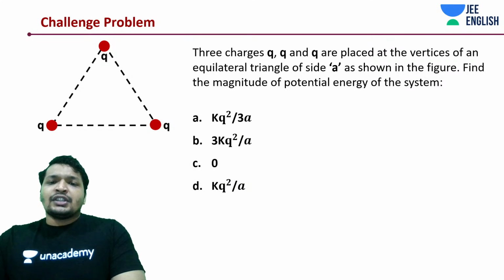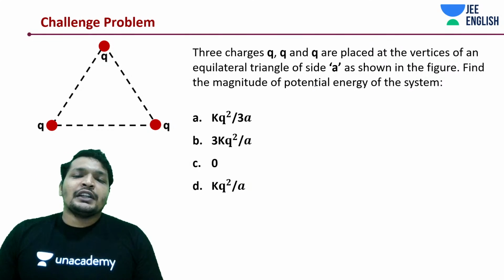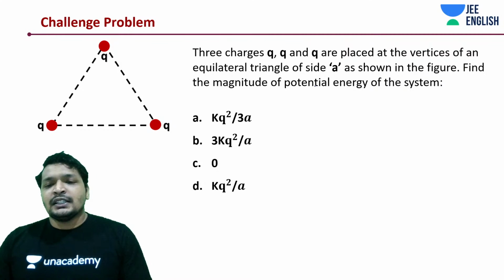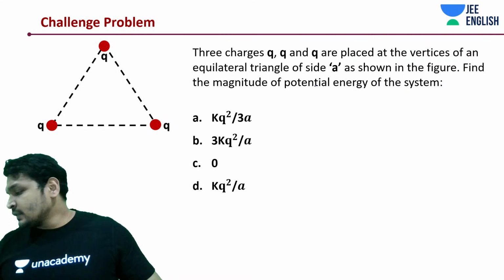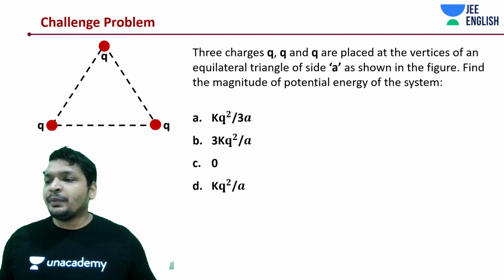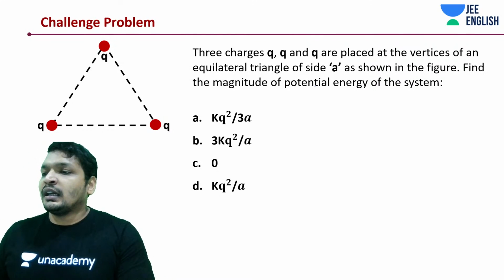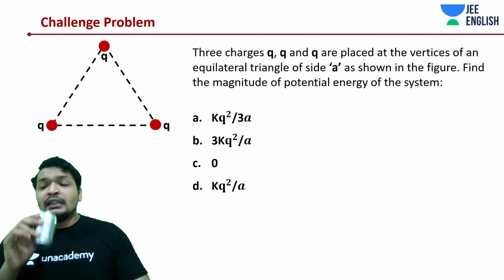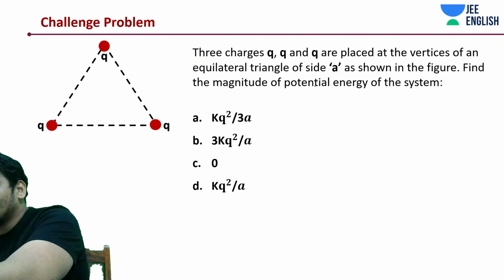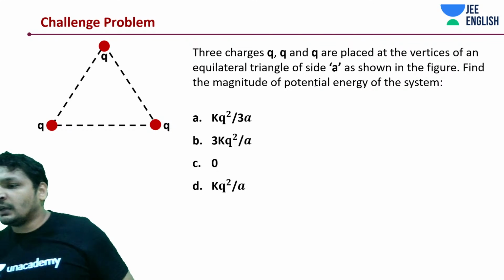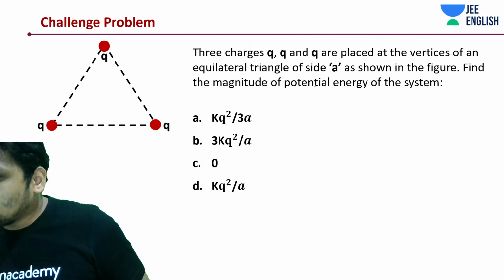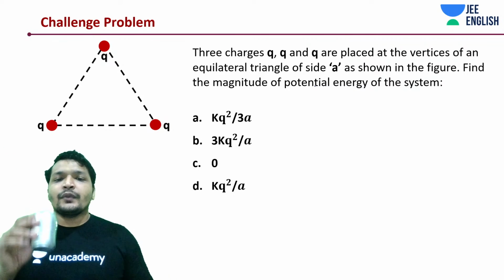So three charges Q, Q, Q are placed at the vertices of an equilateral triangle. Find the magnitude of potential energy. Get started on it, students. It's a very simple concept. There is no complication in this concept, so try to work around it on your own and come up with an answer. And start commenting it, guys. Of course, I'm noticing your comments.